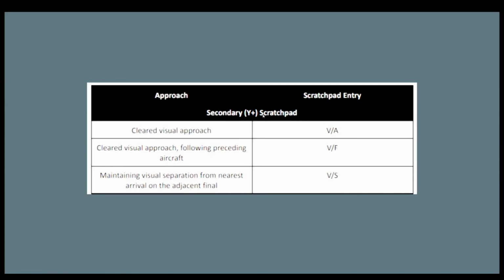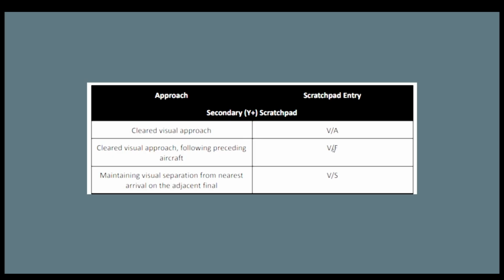You put that VF in that tag, that secondary scratch pad, it will inhibit that TPA cone, because at that point when we're instructing the aircraft to follow, we're relieving ourselves of the separation and putting it on the pilot. So they're going to see that airplane, they're going to stay slightly above it, they're going to land slightly beyond it to avoid that wake turbulence. But putting that VF is important, because if not, you may get yellow or red.